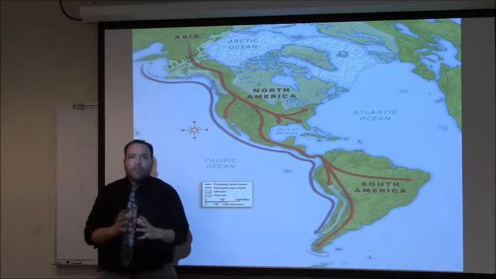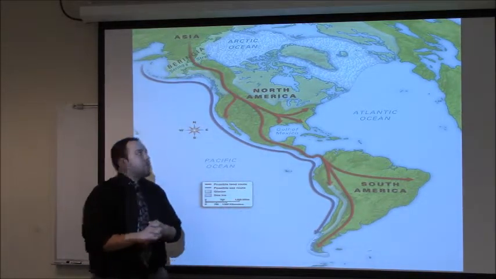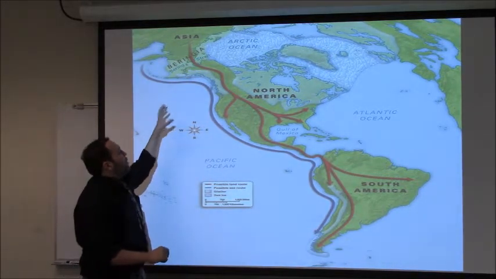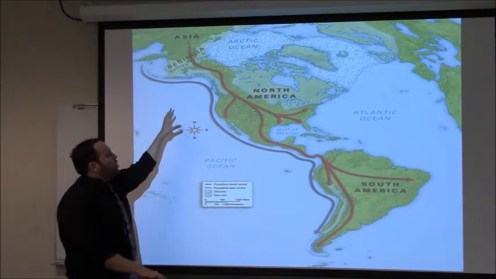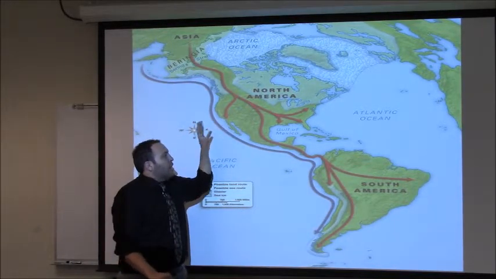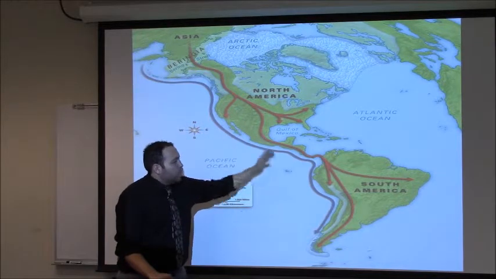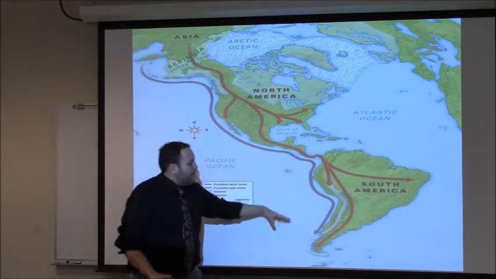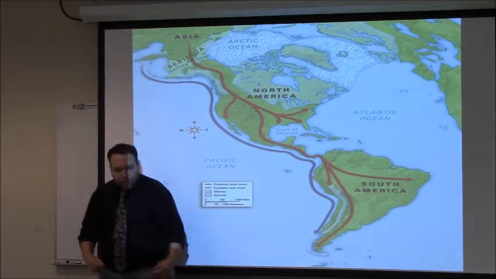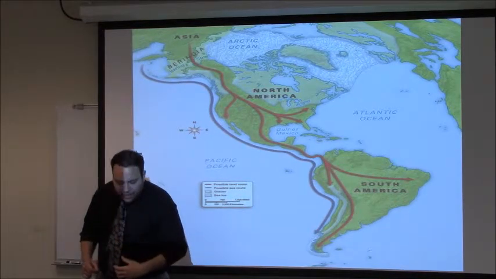So in a very, very short period of time, these early human beings, beginning around 15,000 BC, sweep down into North America, and by 14 to 13,000 BC, have reached the very tip of South America. So a very rapid expansion.